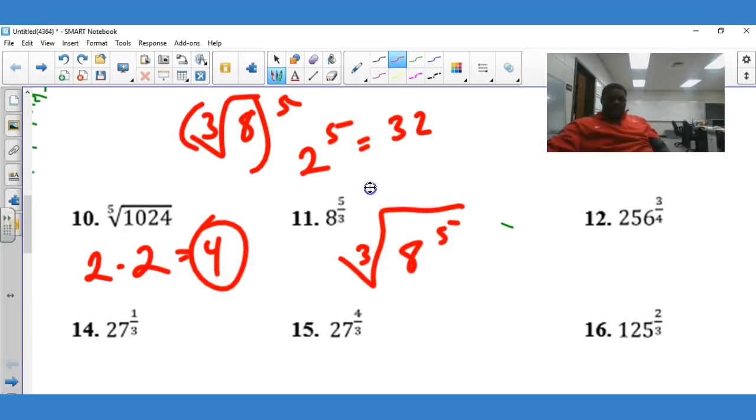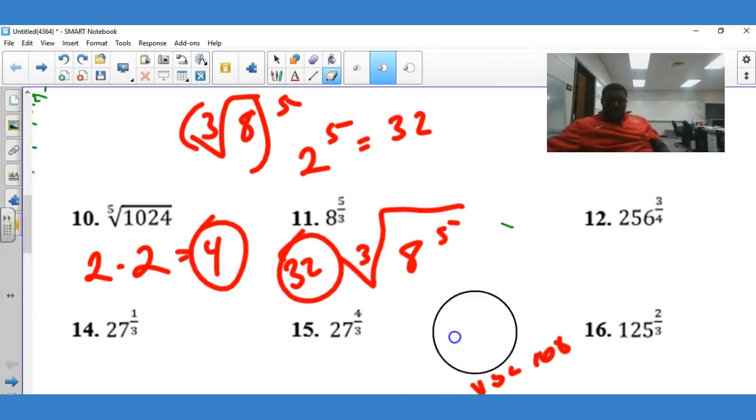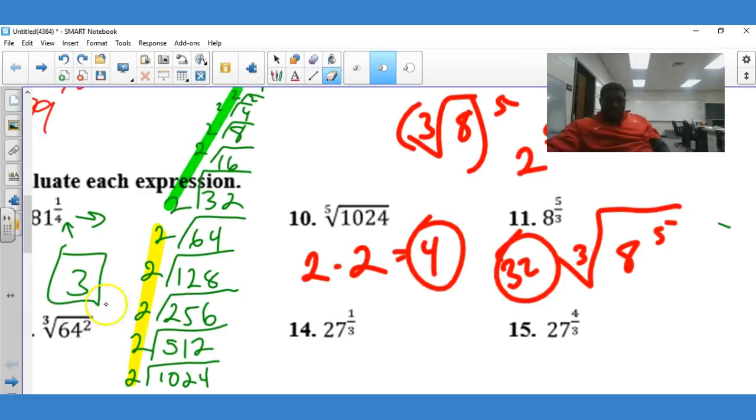Or you can do 8 to the 5th. If you do 8 to the 5th, you get a really large number like 32,768. And then you'd have to take the cube root of that. And the cube root of that is 32. So there's a couple different ways to do it, but the main thing is you get the right answer. So the answer right here is 32. I'll let y'all have those. I just wanted to explain it a little bit.